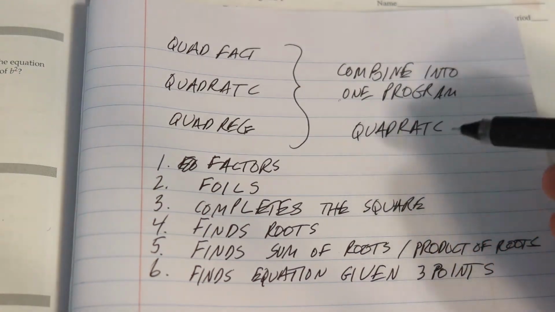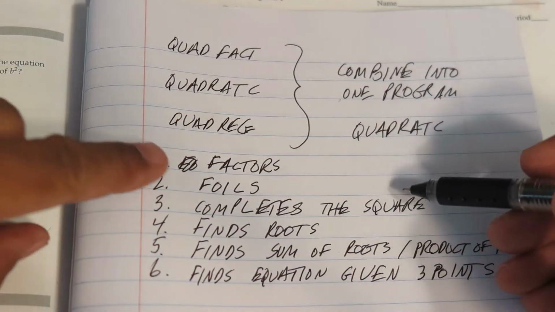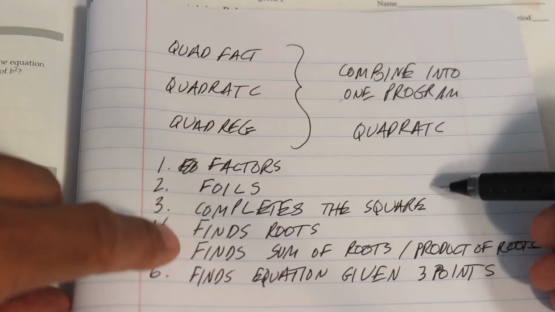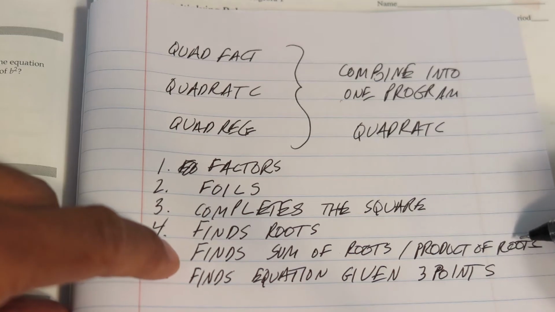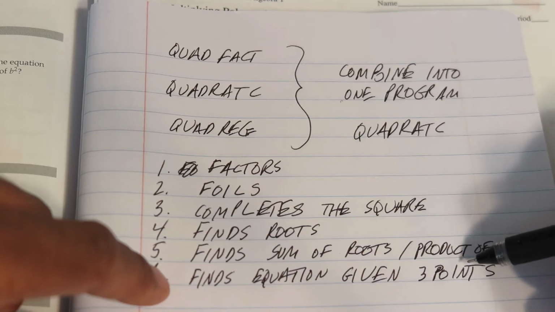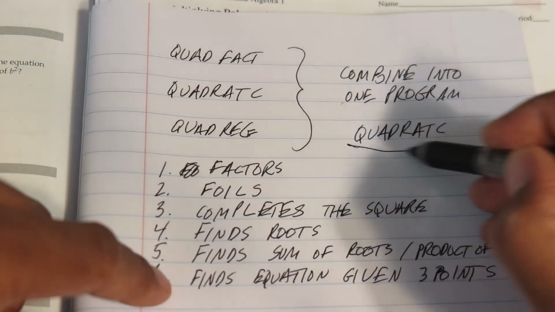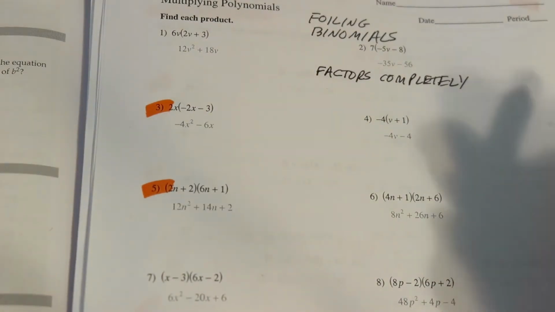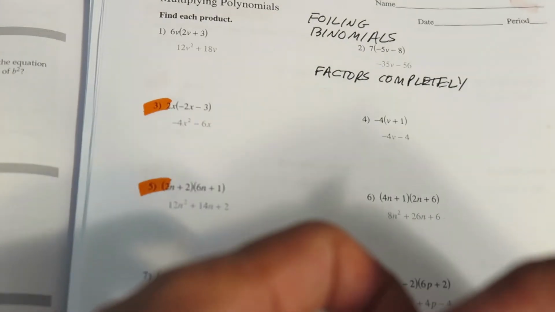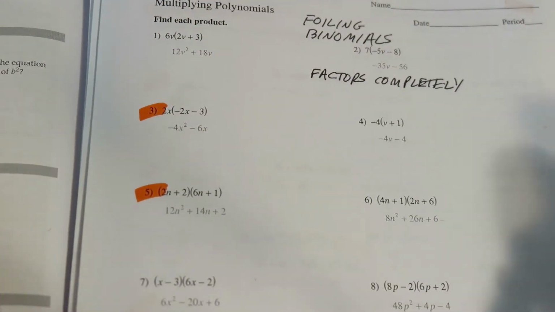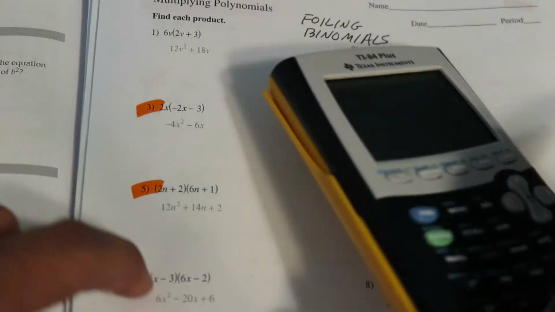And this is what the program's going to do. It will factor, it'll FOIL, it'll complete the square, it finds roots, it finds the sum of roots or products of roots, and it also finds the quadratic equation given 3 points. And I call it QUADRATIC. Simple enough? Alright, so now I'm going to demo it. That's what this video is going to be about. And I think this is probably the best program that I've written. It pretty much handles anything that you have to do with a quadratic. So let's just jump in.